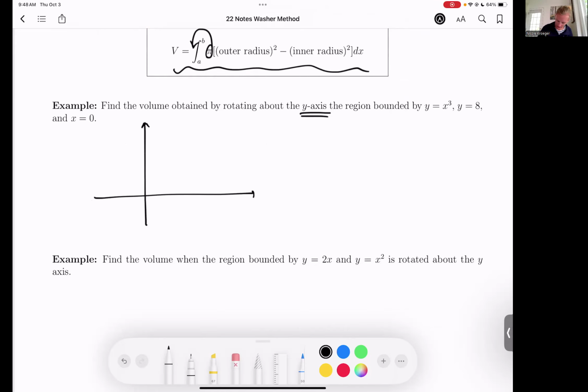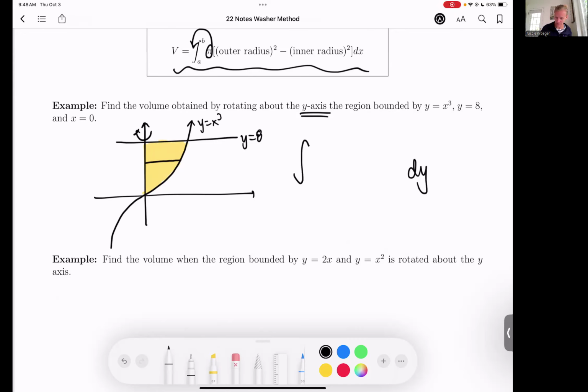So let's see. We've got y equals x cubed, y equals 8, and then the y-axis. So we're looking at this region here. We're rotating this about the y-axis now. In order to get circles out, I need to rotate a line segment that is perpendicular to the line I'm rotating about. So I'm going to have a little horizontal line segment here, which means that my integral is going to need to be in terms of y.